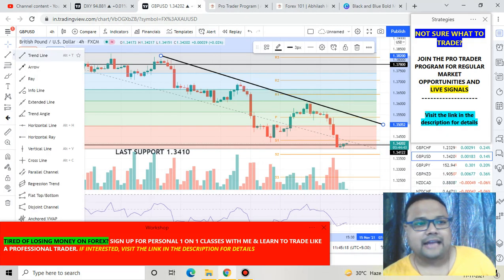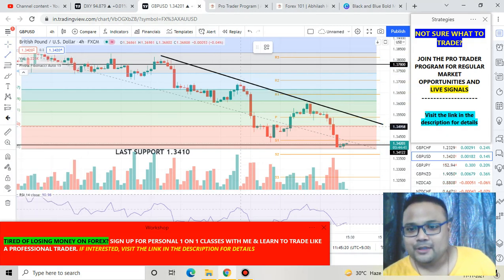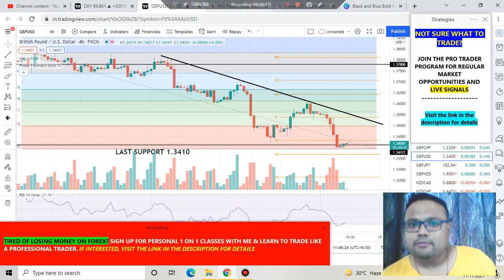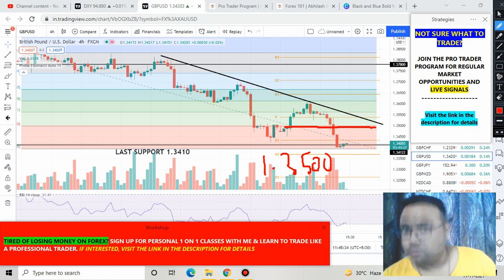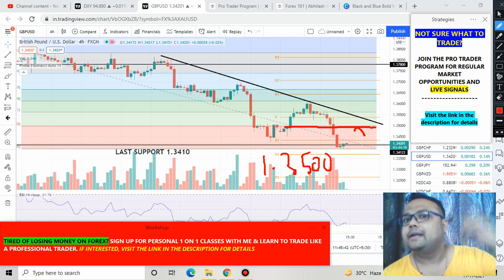let me draw a line here and check. So what is the level? Okay, the level is 1.3500. Yes. So if market goes up and reverses from 1.3500 level also, we can take a sell position here also. That is, this is our second trading opportunity. Okay, so if market goes up and reverses from 1.3500, we can take a sell position.